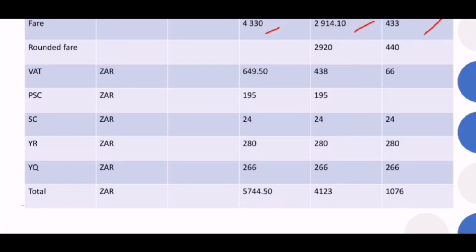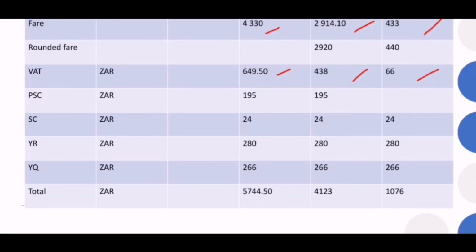Then from there we have to then calculate the VAT. So to calculate the VAT, you are going to apply 15% VAT. So we're looking for 15% of 4,330, which then gave us this figure, 649 rand 50. Then you have your VAT for the child and your VAT for the infant.